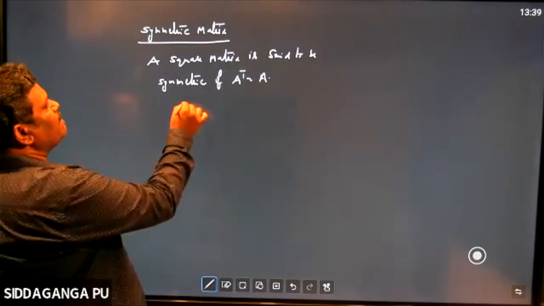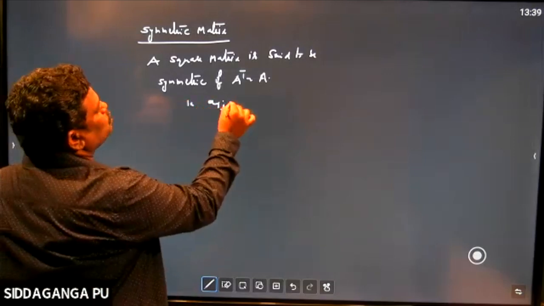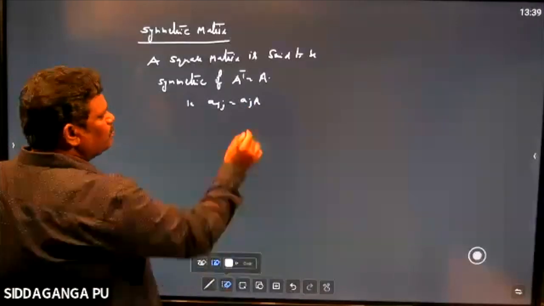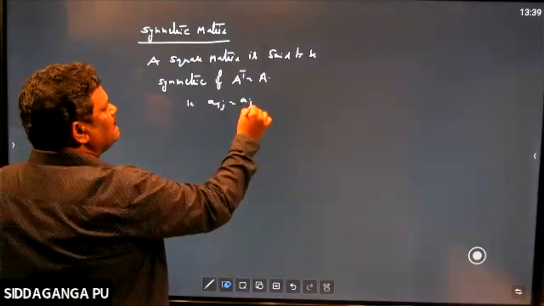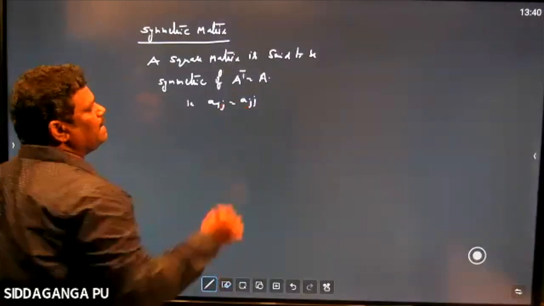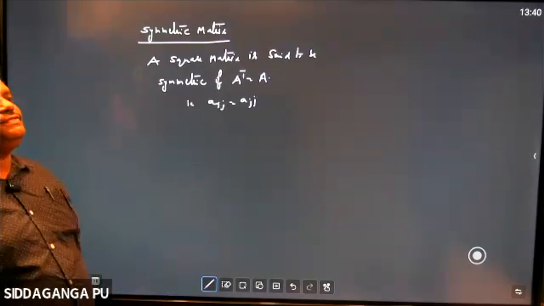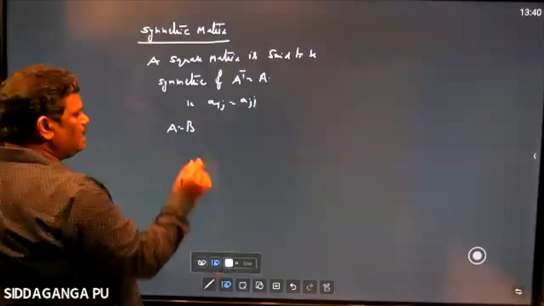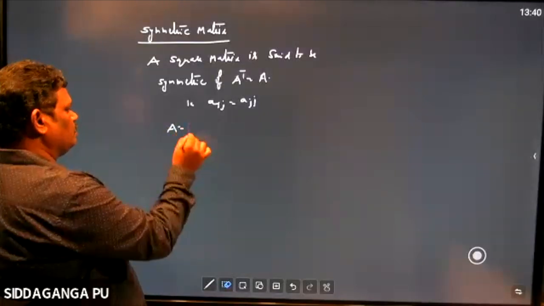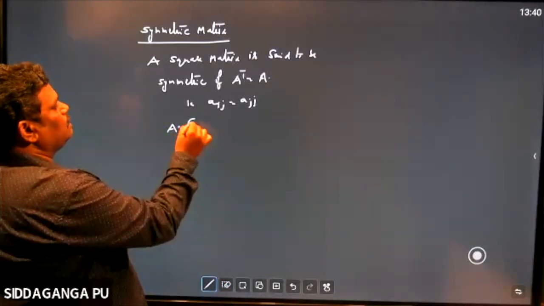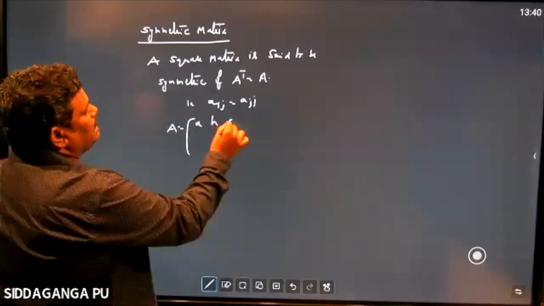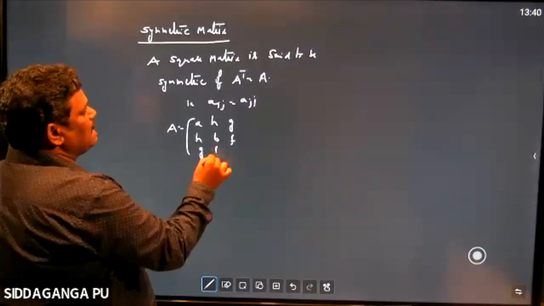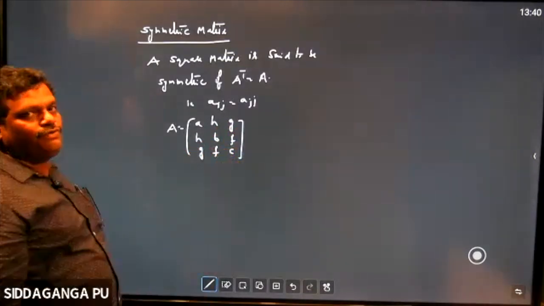Now, the general element condition: we can choose Aij equal to Aji. So the element Aij is equal to Aji. Now the standard form of a symmetric matrix we can consider here: A is equal to the matrix with rows A H G, next H B F, next G F C. So this is the standard form of a symmetric matrix.